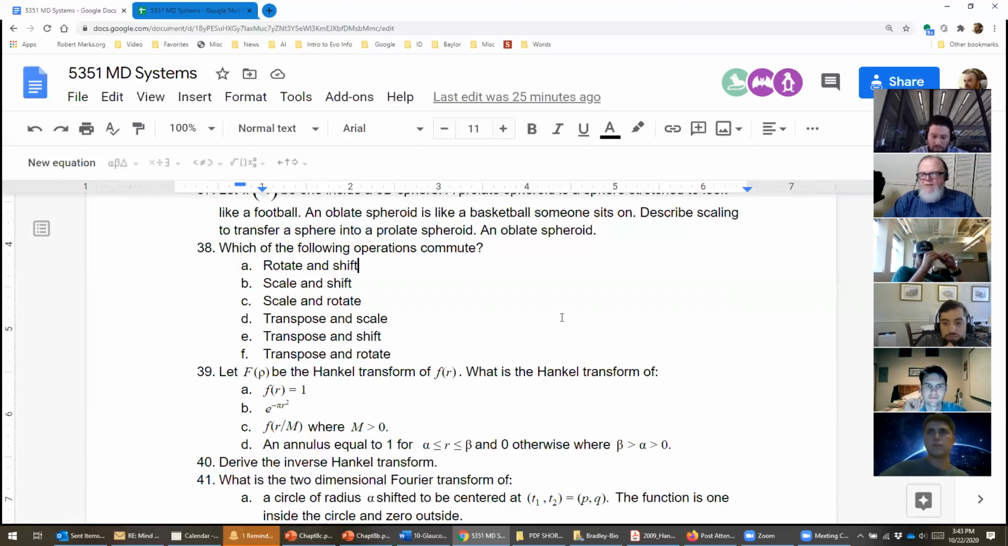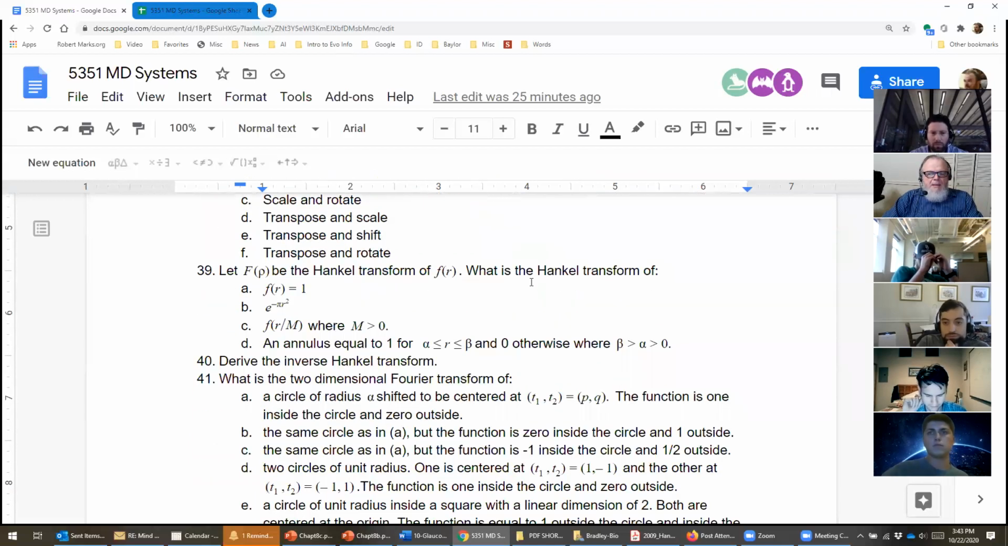Okay, so these are all things which you're going to work out and hand in next Tuesday into box. So 39: let F sub rho be the Hankel transform of f(r). What is the Hankel transform of f(r) equal to 1? Did anybody get this one?